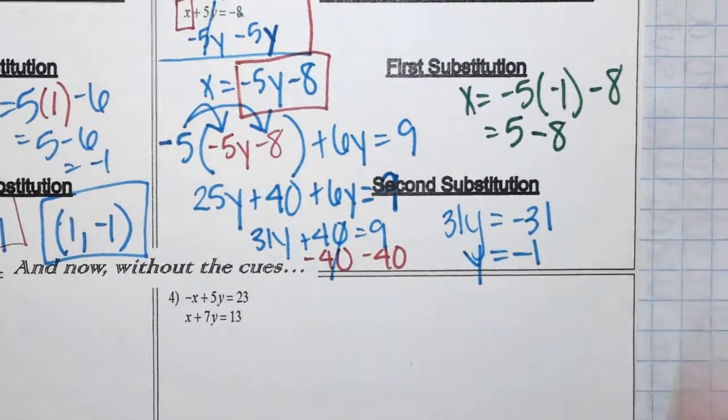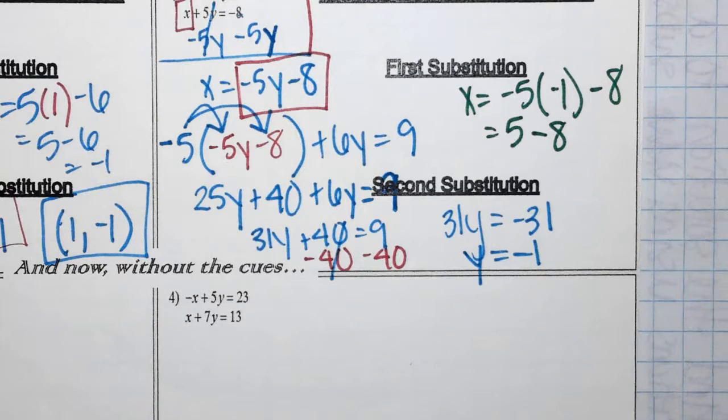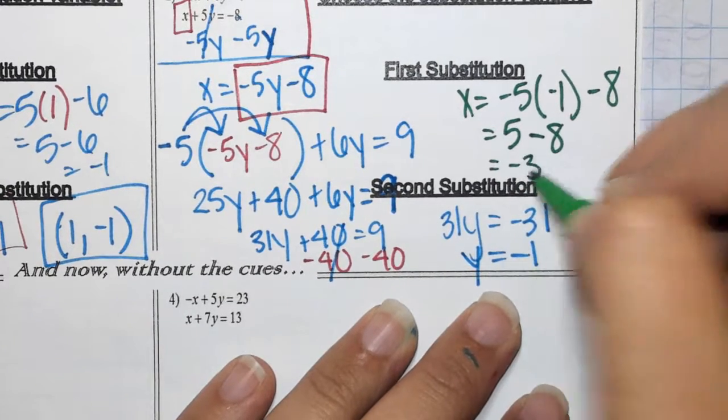A negative times a negative is a positive. 5. What's 5 minus 8? Negative 3. How do we write our answer?